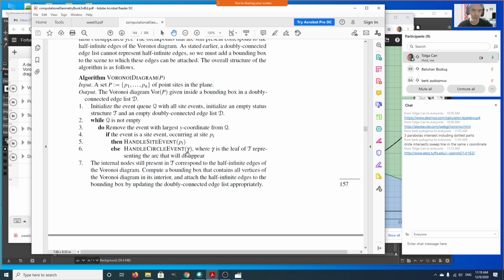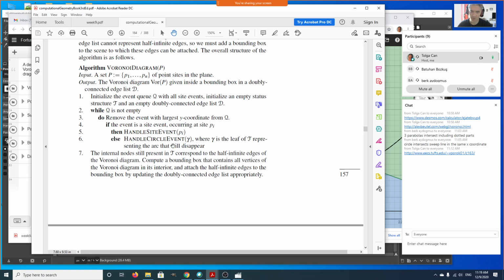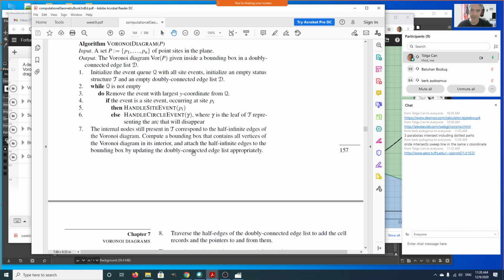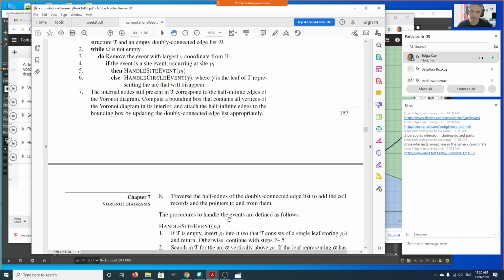Circle events are associated with the parabola that is going to disappear. Here gamma is the leaf node of that status structure. It denotes the site, and it represents the arc, the parabola that is going to disappear. So we just associate this gamma with a site here. After step 6 is completed, we finish our algorithm. Steps 7 and 8 are post-processing cleanup steps to get the bounding box around our Voronoi diagram and to get rid of the infinite edges, connecting them to our boundaries.